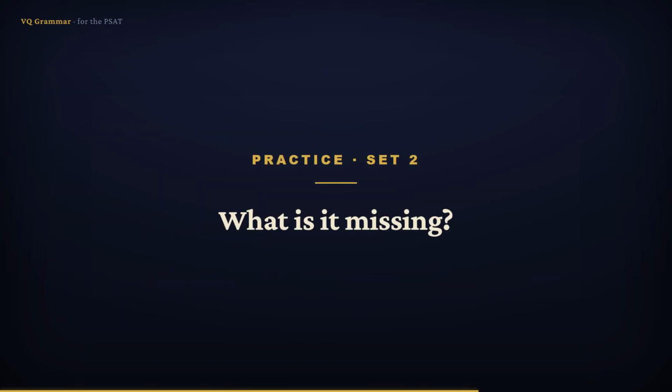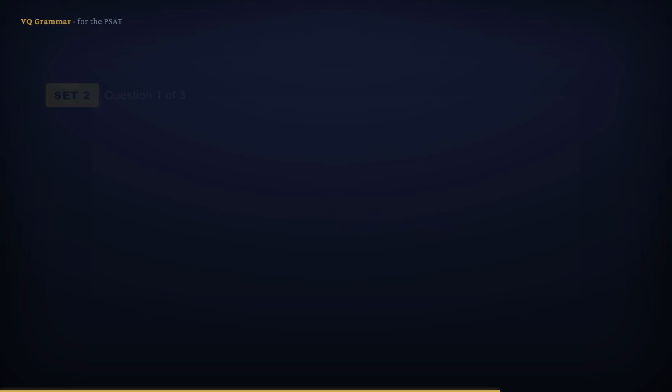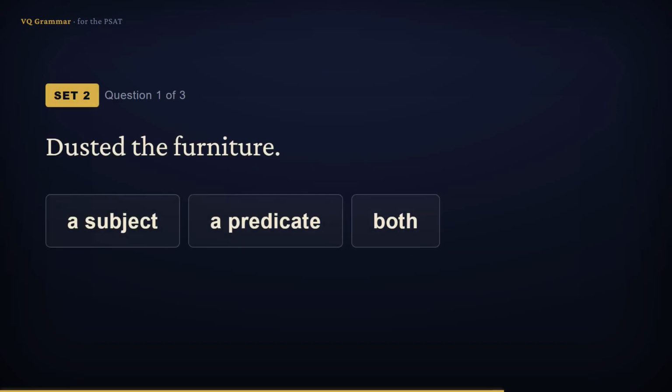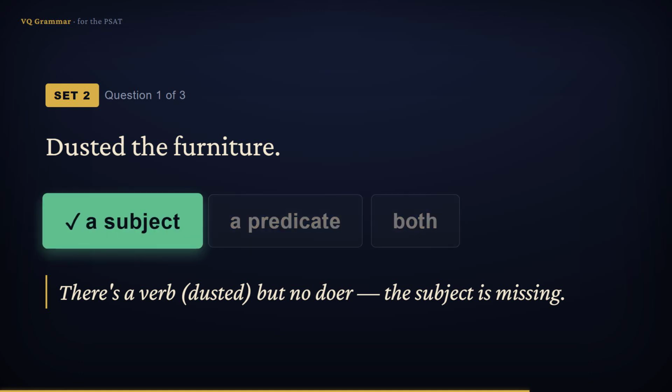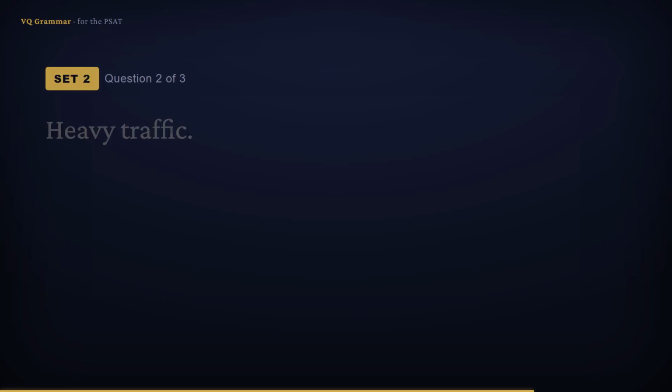Now each word group is a fragment. This time, decide what it lacks, a subject, a predicate, or both. Pause and try each one. Dusted the furniture. There's a verb here, dusted, so we do have an action. But who dusted? No one is named, so the doer is missing. So the answer is a subject.